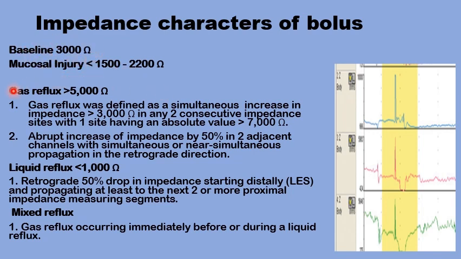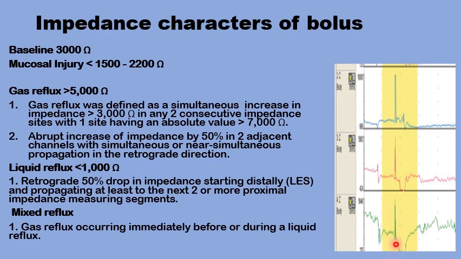If gas is passing in the lumen, there will be a sharp increase in the impedance, like in here, above 5000 ohms, or a 50% increase in the baseline impedance. This would tell that the material inside here is gas. On the other hand, if the impedance drops, like in here, it tells that this is liquid. The impedance here drops to less than 1000 ohms. So this would be the difference between reflux of gas and reflux of fluids.